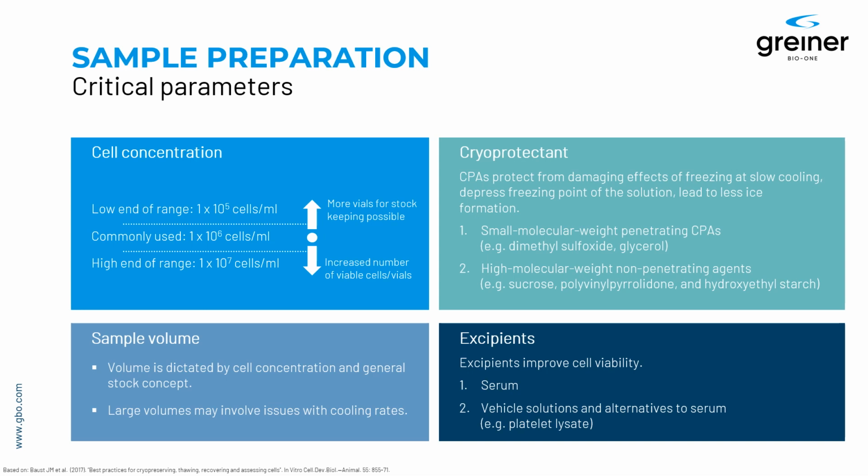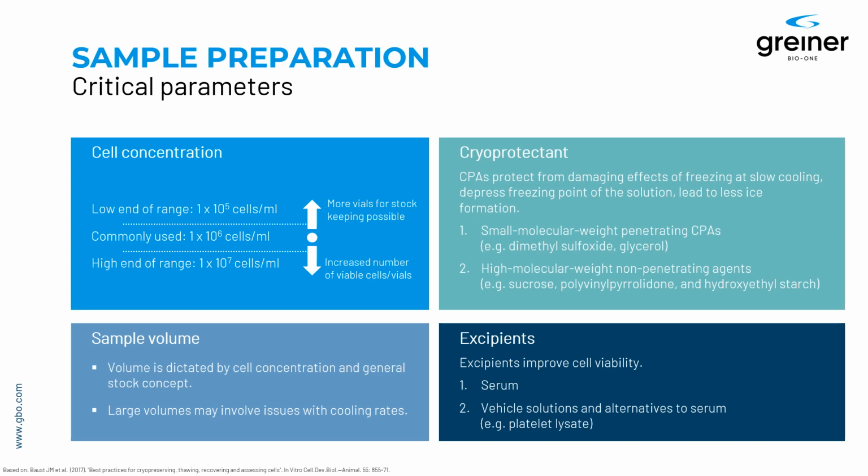I want to focus now on sample preparation and its critical parameters. First one is cell concentration. It is most often the case that 1 million cells per milliliter are used. This is kind of a gold standard, and we know this is optimum for almost all applications. However, there are deviations from this gold standard.